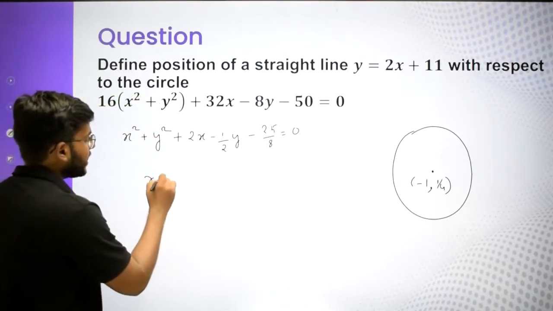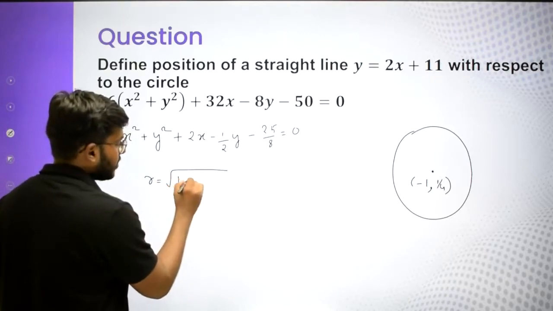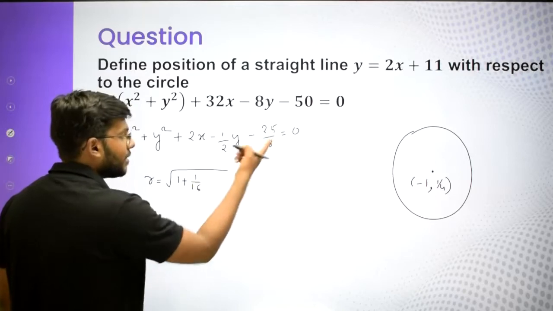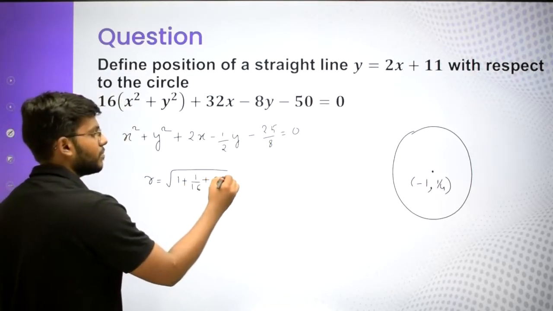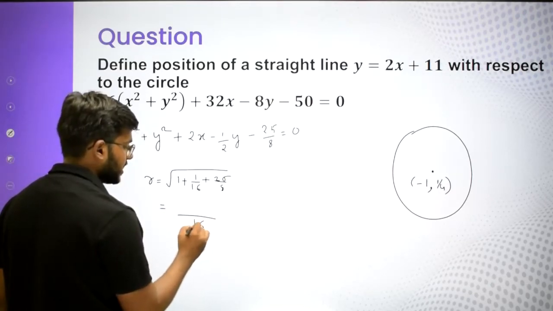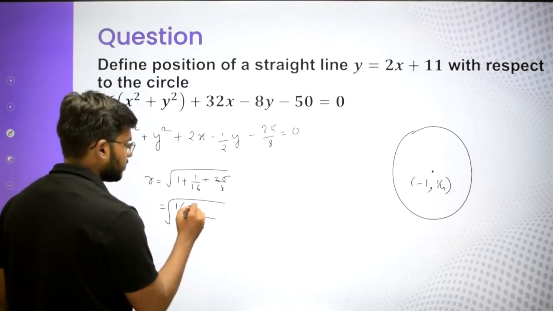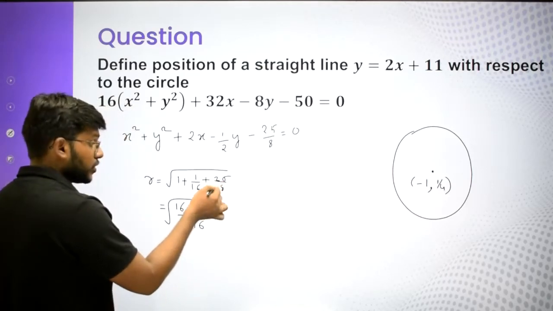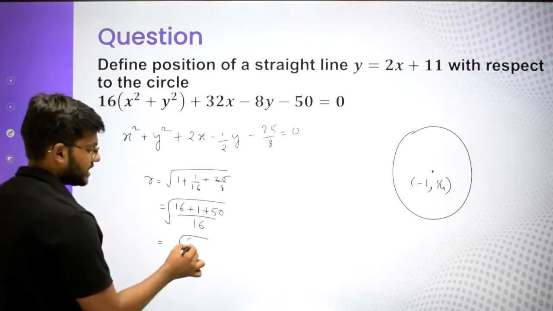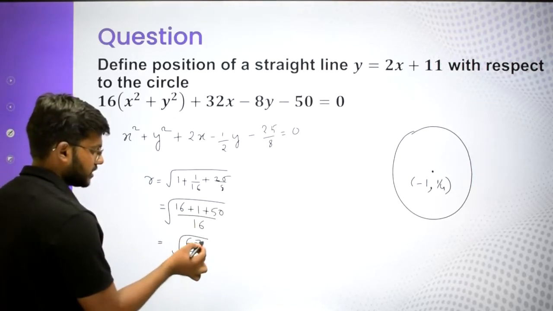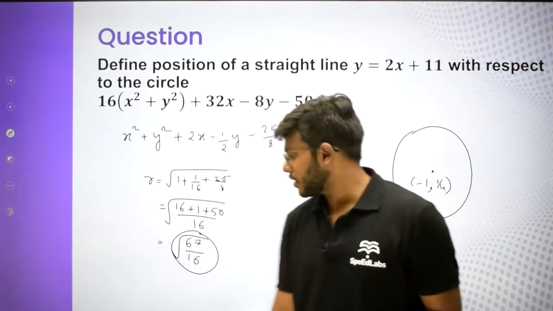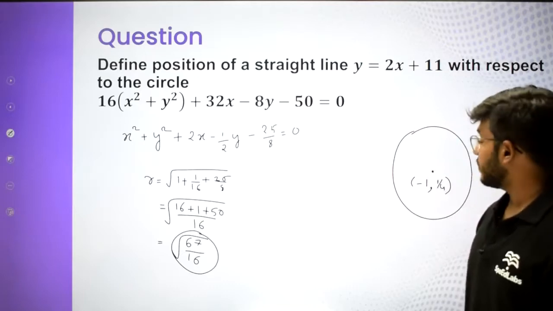All right, if you find the radius, beta, it will be what? G square, so minus 1 square will be 1. 1 by 4 square will be 1 by 16, and minus c. So minus minus, can you see, it will become plus 25 upon 8. So if you take the LCM as 16, this will become 16 plus 1 plus 50. So it's coming root 67 upon 16, right? It's coming root 67 upon 16. Okay, so this is your radius.